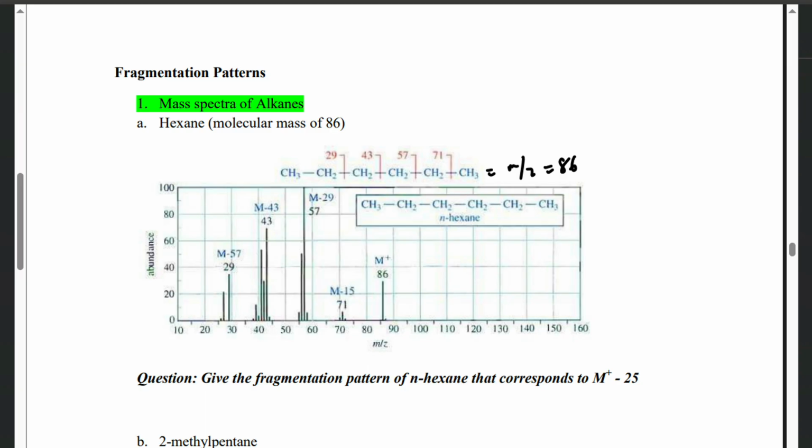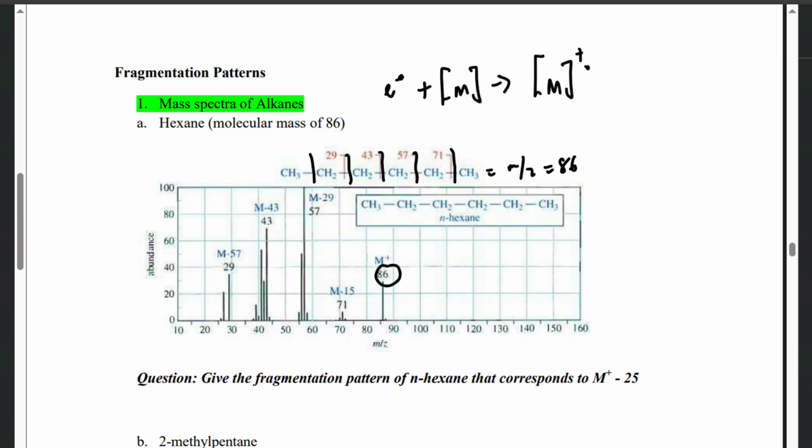Because this particular compound is not branched, we can have fragmentation here, here, here, here, or at any point. The first thing that happens when you bombard the molecule with a high energy electron is that you have the molecular ion peak, right? You have the M plus dot. That's what we observe here.